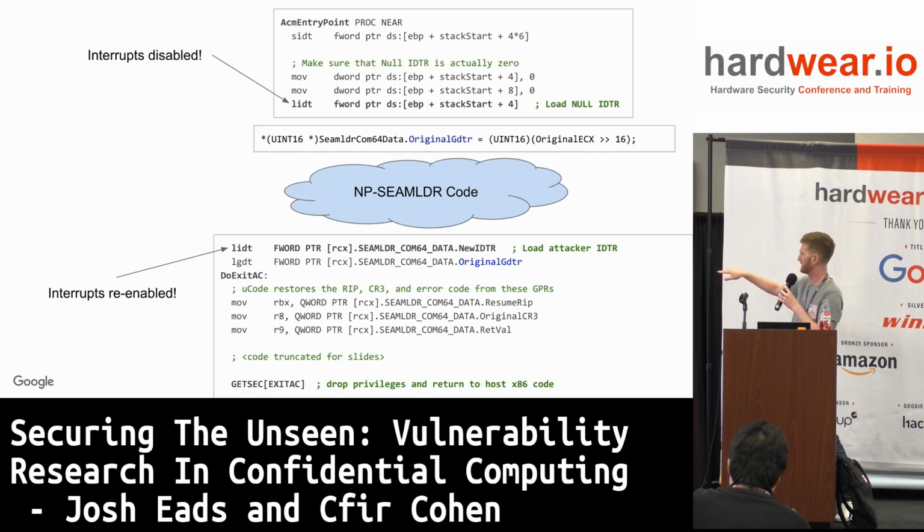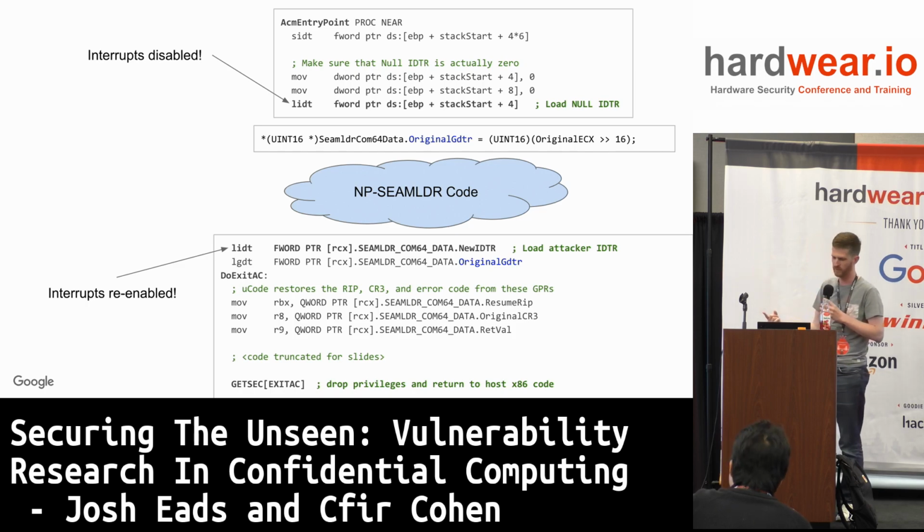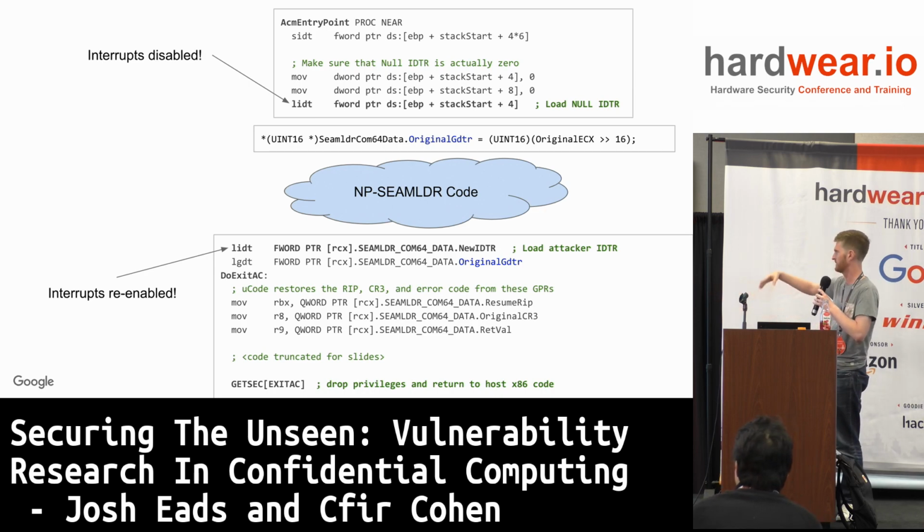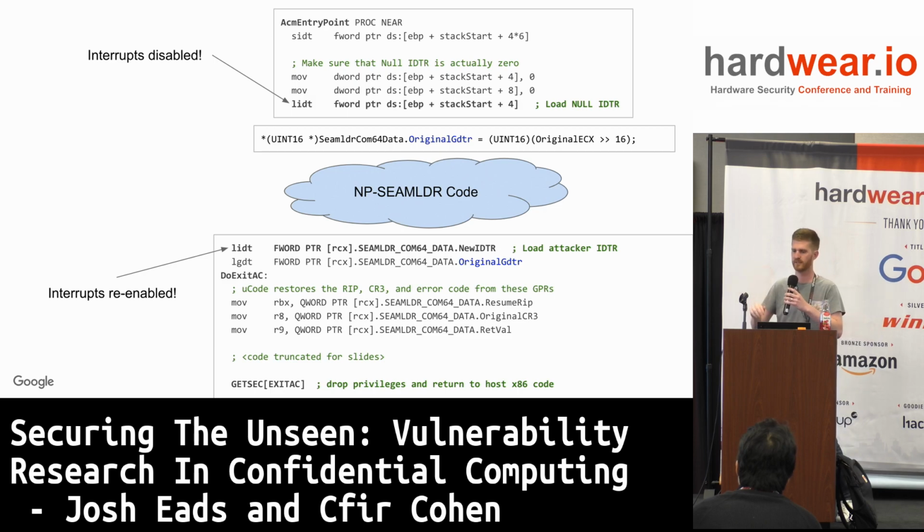They just disable interrupts at the beginning. You pass in a few arguments to the ACM through different registers. So they save off the original GDTR. They save off some other fields. Then the cloud in the middle is just the actual logic for NPC Motor. And then on the exit path, they basically re-enable interrupts, restore your GDT, restore some other CPU state, and then this GETSEC exit AC does the actual final transition back out. So basically the entire program has no interrupts enabled, except for this little tiny bit at the very end.